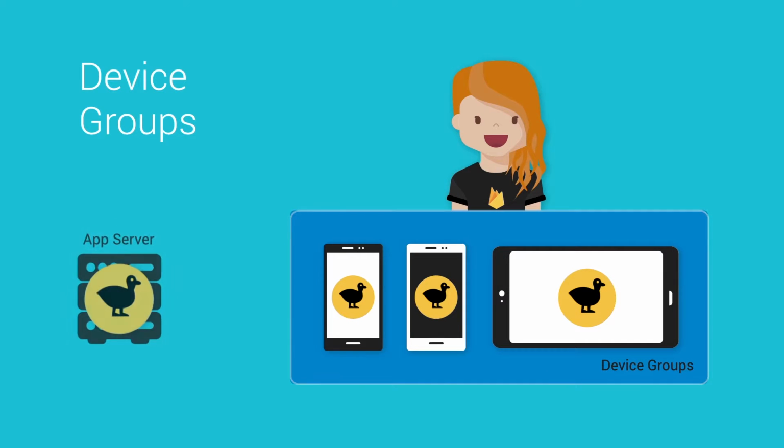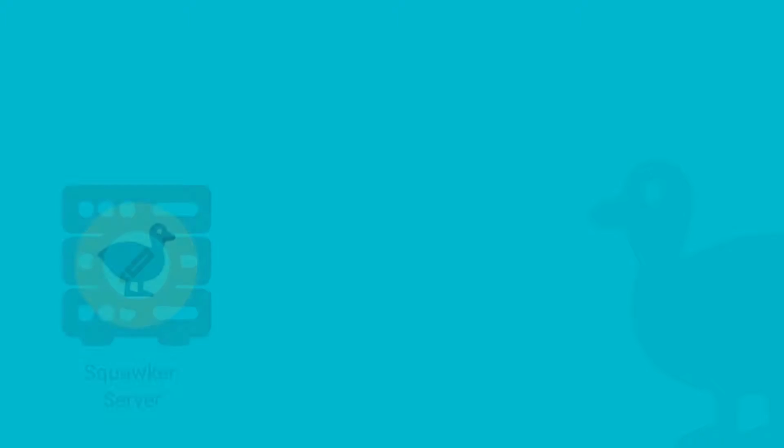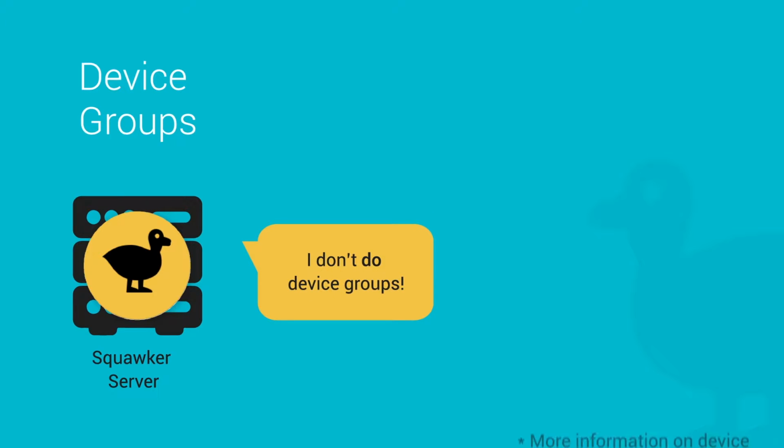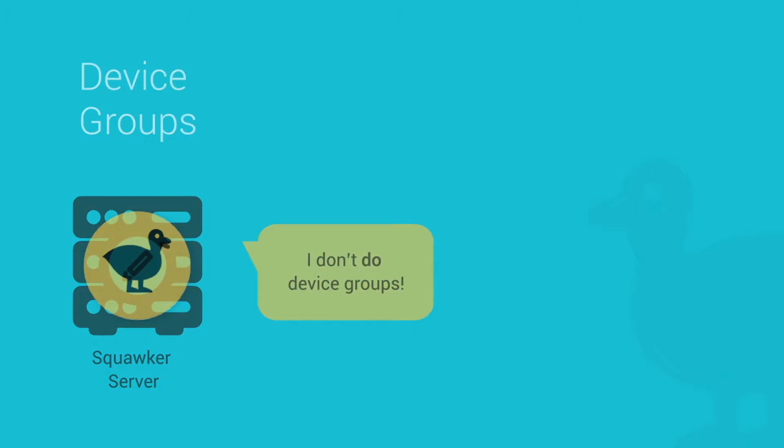The creation and management of these device groups is done all on the server side, on the app server. Now, the Squawker server doesn't actually do anything with device groups, and so it's outside of the scope of this lesson. But I did link some additional information in the notes in case you're interested.